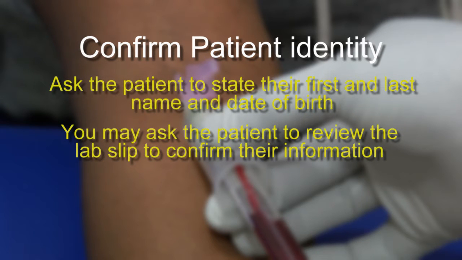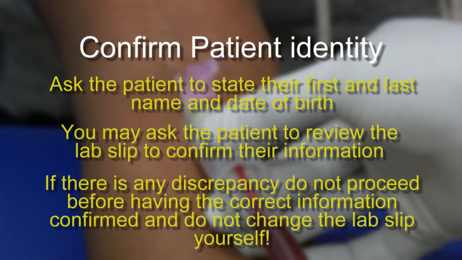You can also go as far as asking the patient to review the lab slip for proper spelling of their name and date of birth. Should there be any discrepancy with either their name or date of birth, stop and advise the patient of the discrepancy and that you need to correct it before drawing their blood. Under no circumstances should you handwrite the correct spelling of their name or date of birth.